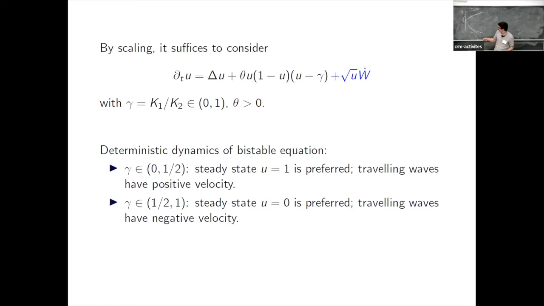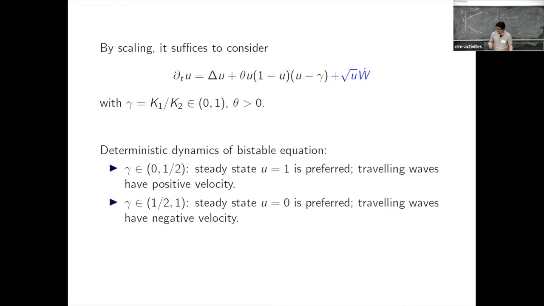In particular, if gamma is on one side of 1/2, then basically the one state is energetically favored, and so the traveling waves to this equation have positive velocity. And symmetrically, if it's on the other side of 1/2, then the 0 state is energetically preferred, and we have traveling waves with negative velocity. When I mean energetically preferred, I'm not going to draw it. The point is that the reaction term is like the negative gradient of this double well potential. And so depending where you put gamma, one of these wells is deeper, and that's going to tell you which way the wave is moving.